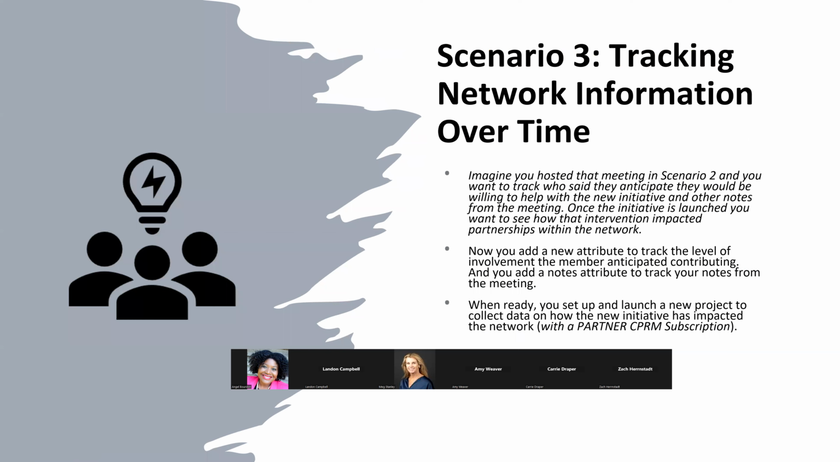And so we're going to go into our last scenario. So this is tracking network information over time. So imagine you hosted that meeting in scenario 2, and you want to track who said they anticipate they would be willing to help with the new initiative and other notes from the meeting. Once the initiative is launched, you want to see how that intervention impacted partnerships within the network. So now you add an attribute to track the level of involvement the member anticipated contributing, and you add a notes attribute to track your notes from the meeting. When ready, you set up and launch a new project to collect data on how the new initiative has impacted the network.